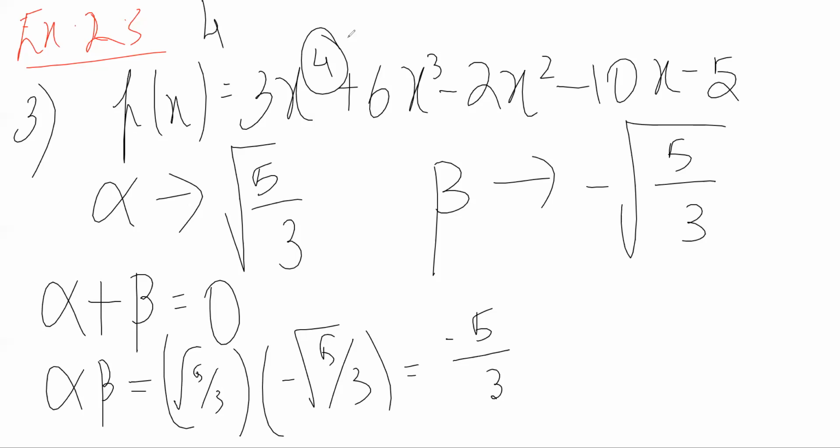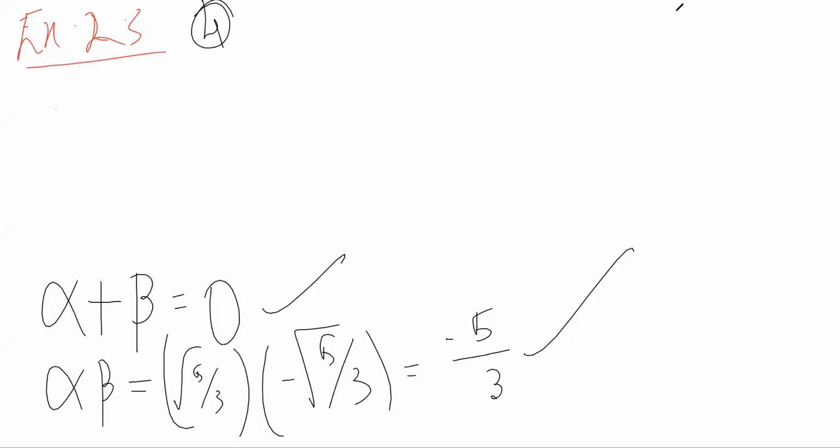And we already have two zeros. Therefore, we need to find the other two zeros. So we can form a quadratic polynomial using alpha plus beta and alpha into beta product. So now we will form the g of x.